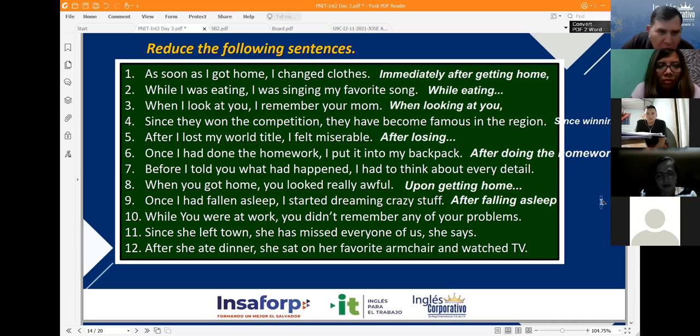What about number 10? While at work, you didn't remember any of your problems. This is similar to the one that we found in the booklet. That's why I put it. While walking, you can do so. And what do we say? While at work, you didn't remember any of your problems. While at work. I put it for you to practice it because it was in the original, so I want you to practice it too.